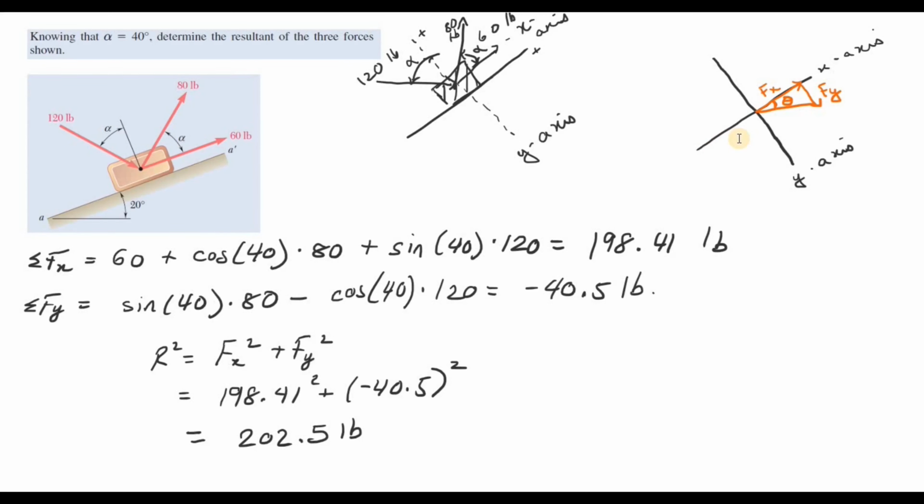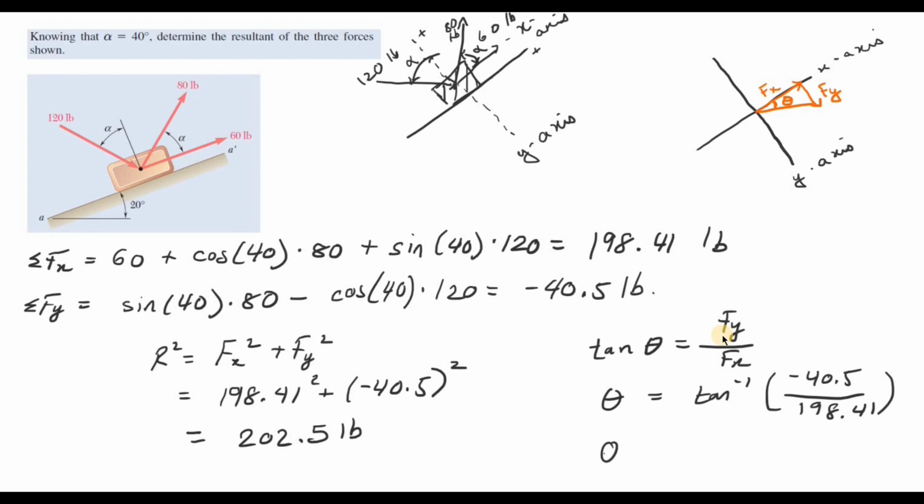Finally, to solve for the angle of the resultant force, I just broke up the x and y components of the resultant force. So in order to solve for theta, we use the equation tan of theta is equal to Fy over Fx. Taking the inverse of tan, we get minus 40.5 over 198.41. Therefore, theta is equal to minus 11.53 degrees. And finally, as a note, the theta that we solve for is for our coordinate system.